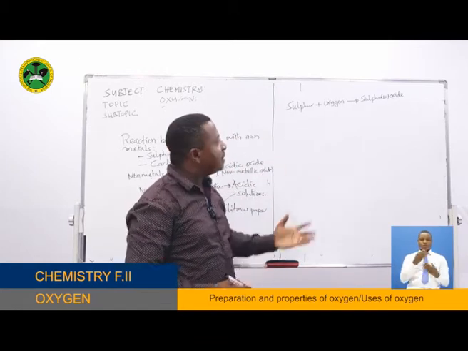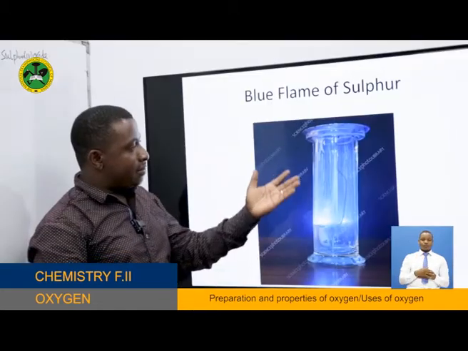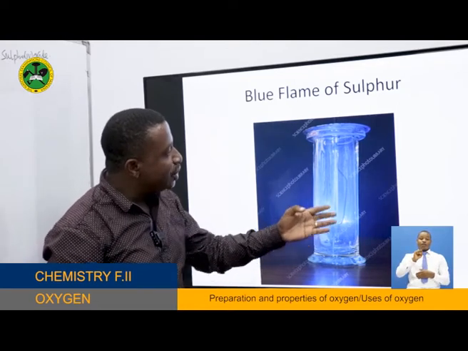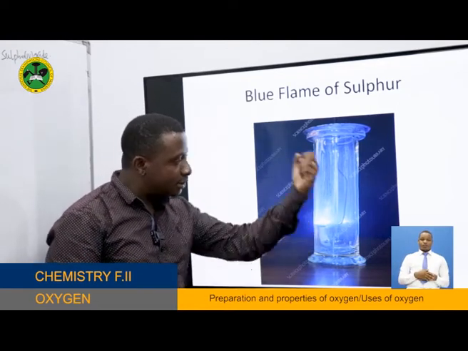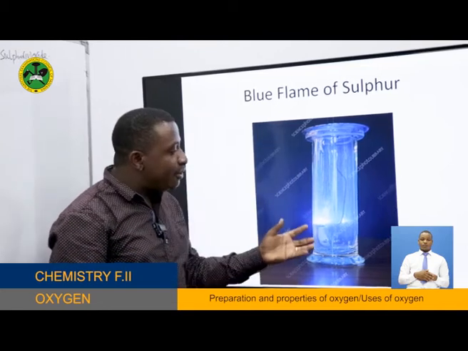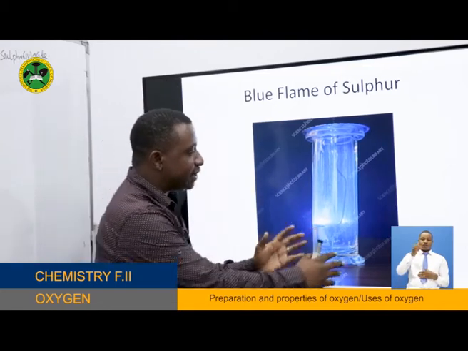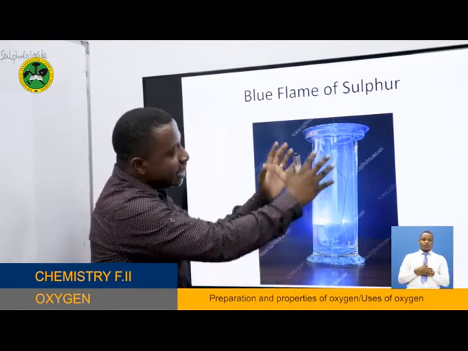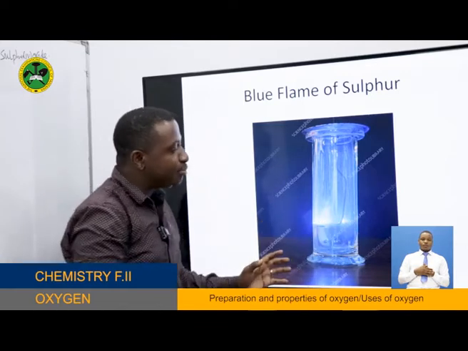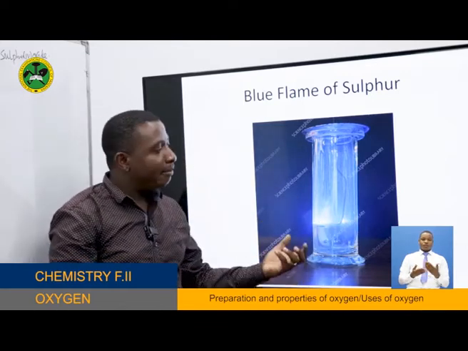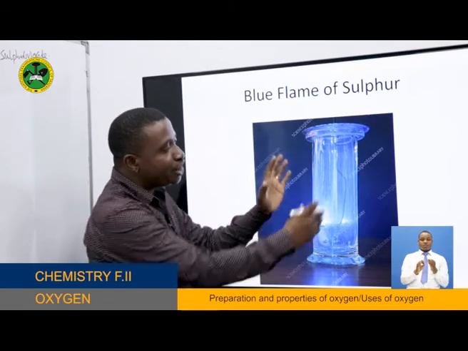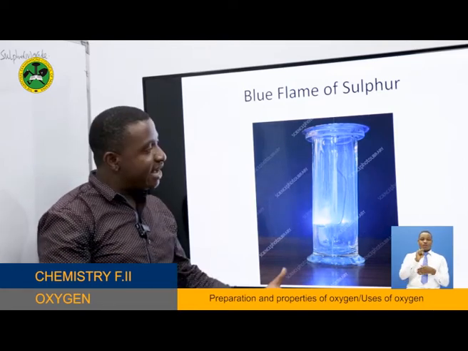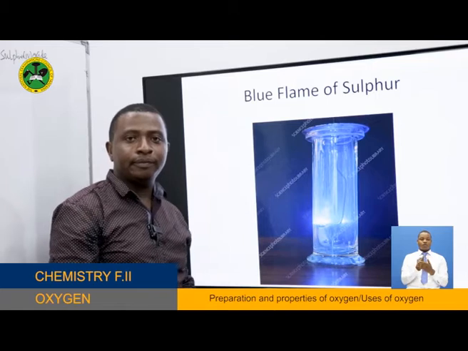Let us now go and see this kind of blue flame. This is the gas jar. You can see within the gas jar there is a deflagrating spoon with sulfur. Now sulfur is burning, giving this bluish color. You can see this bluish color within the gas jar, which has been caused by sulfur burning, producing this bluish flame. So this is the way sulfur burns, that it burns vigorously to give this bluish flame.